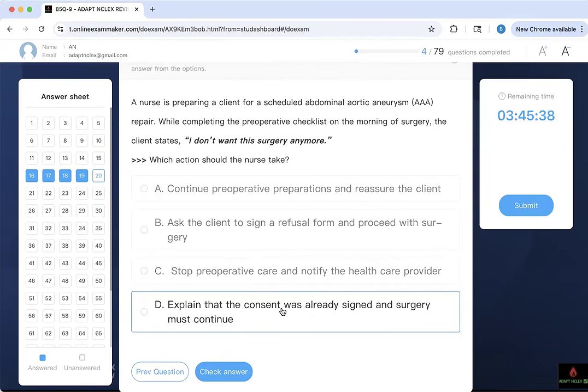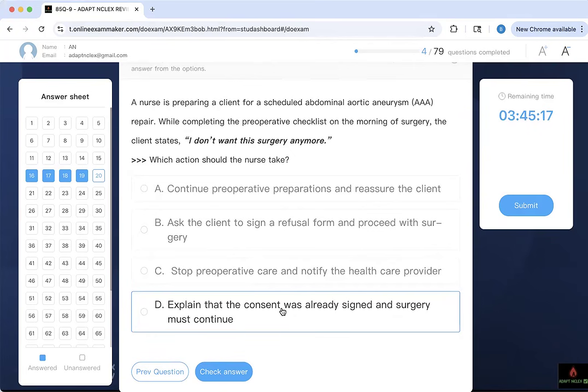Ask the client to sign a refusal form and proceed with surgery. Stop perioperative care and notify the healthcare provider. Explain the consent was already signed and surgery must continue. What do you think? This is an ethics question, ethics and legality for management of care.